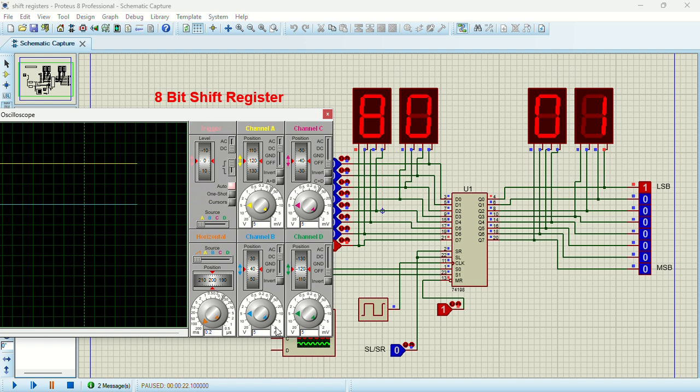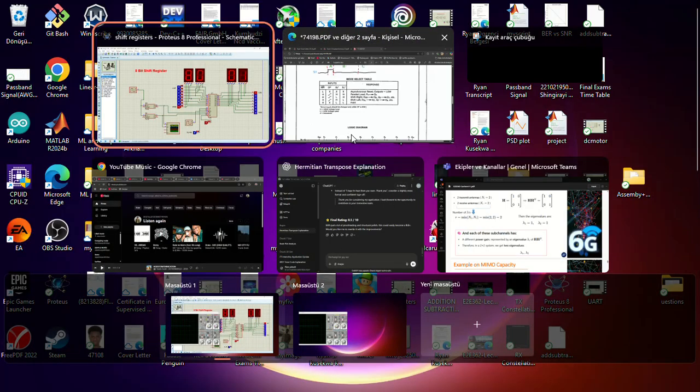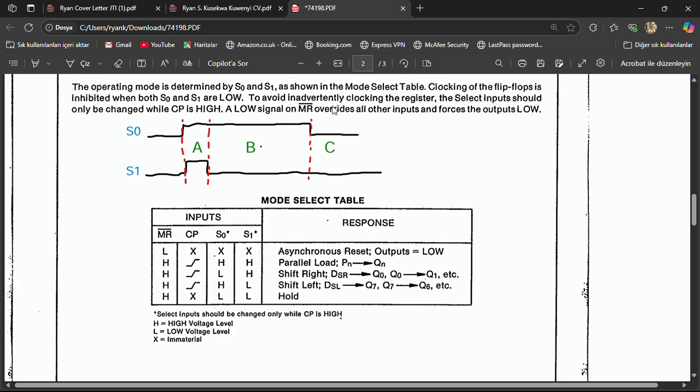So I actually drew a small graph to show you guys how it basically works in action. Actually, this is supposed to be S1 and this is supposed to be S0. Initially both of them were low, right? Both of them were low, and then they shot up to high. Do you see that? In the A section, this is the parallel load mode. When both of them are high, that means we're going to load in the data.